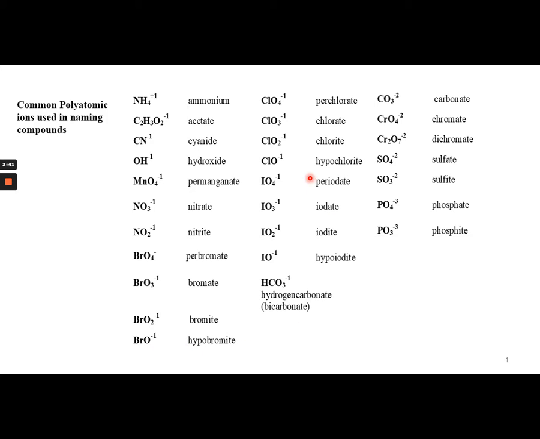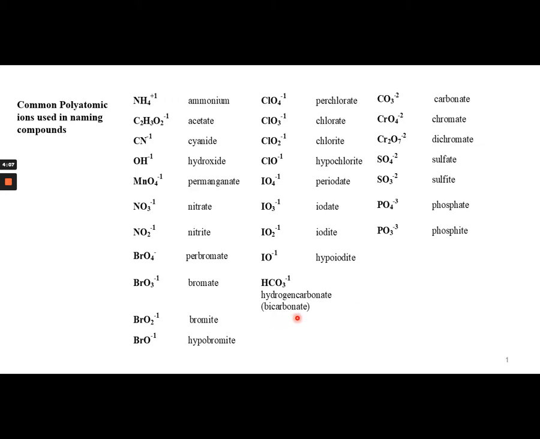Okay, so the same naming conventions can be applied to the chlorine polyatomic ions. Chlorate happens to have 3, and then per is 1 more, and then ite is 1 less, and then hypochlorite is 1 less than an ite. And then iodate has 3, and then per has 1 more, and then 1 less is ite, and then 1 less than ite is hypoiodite.